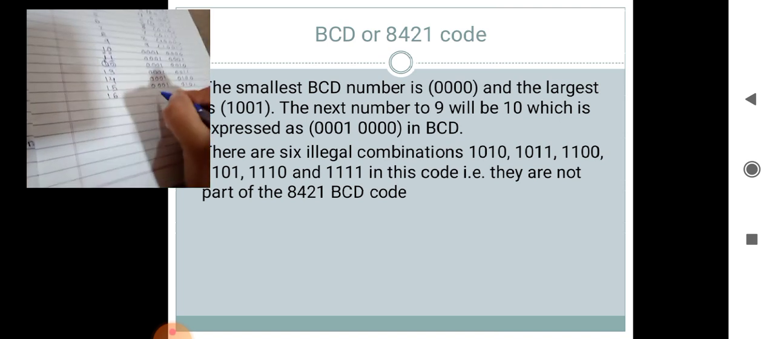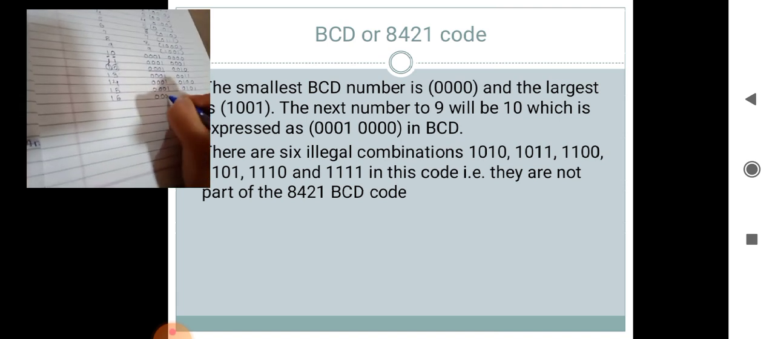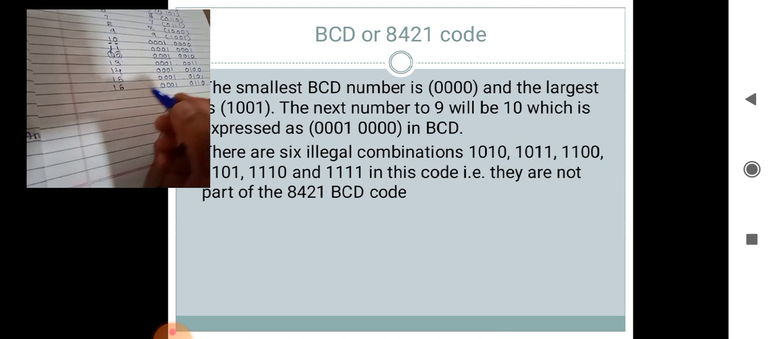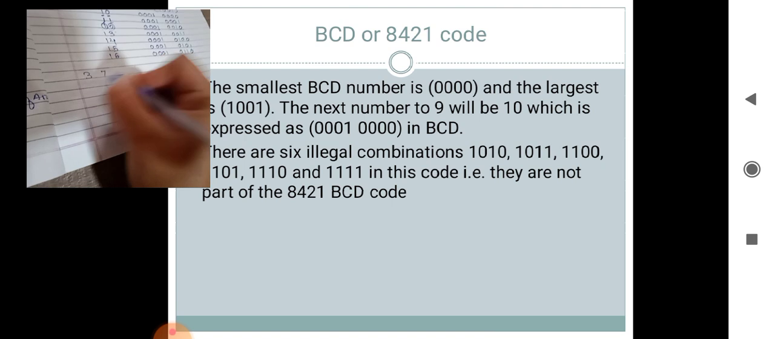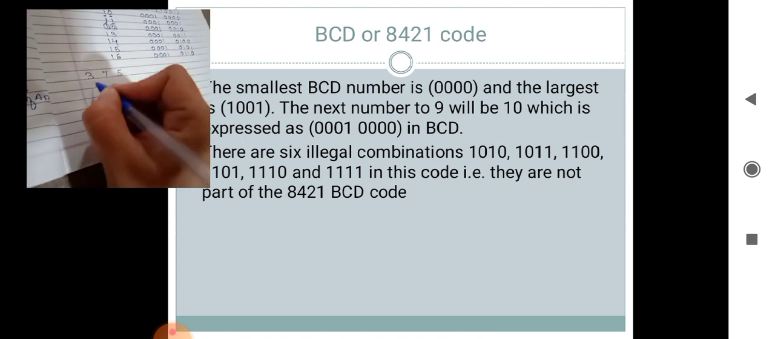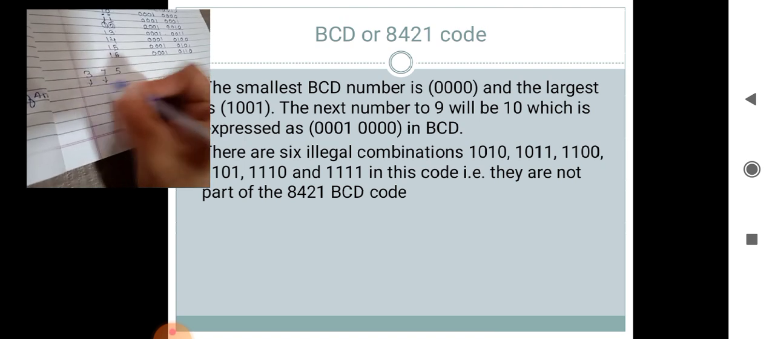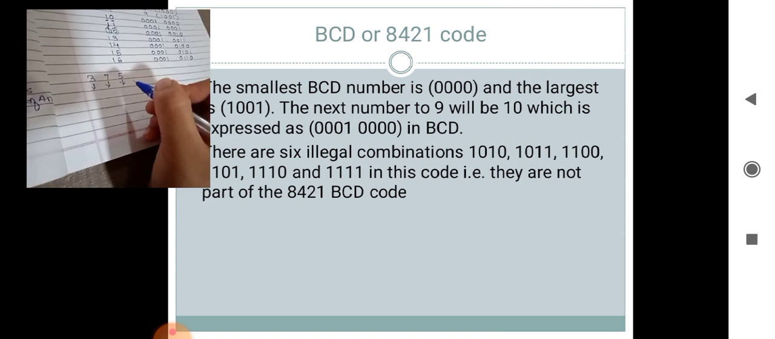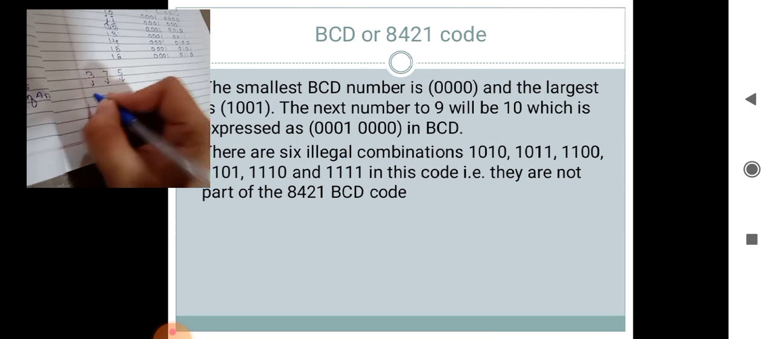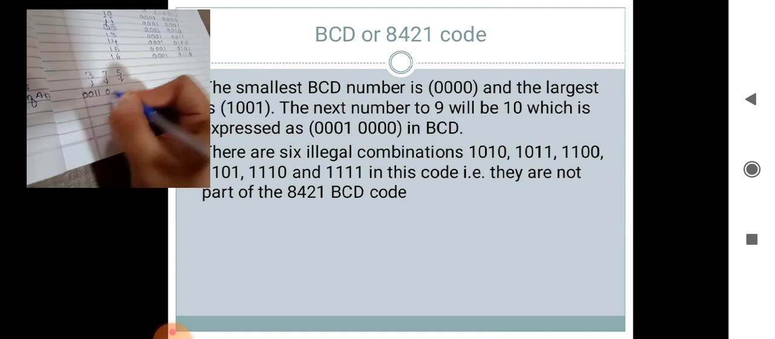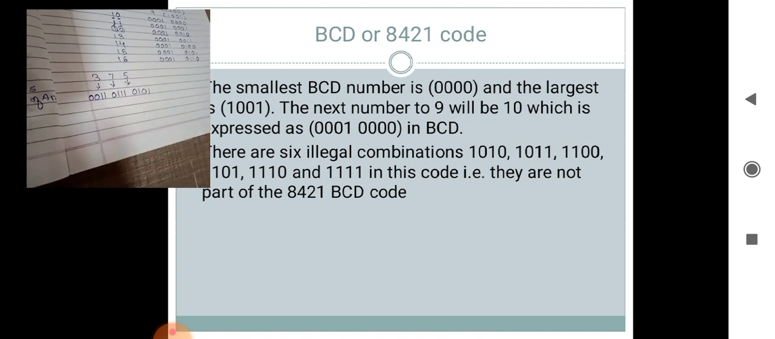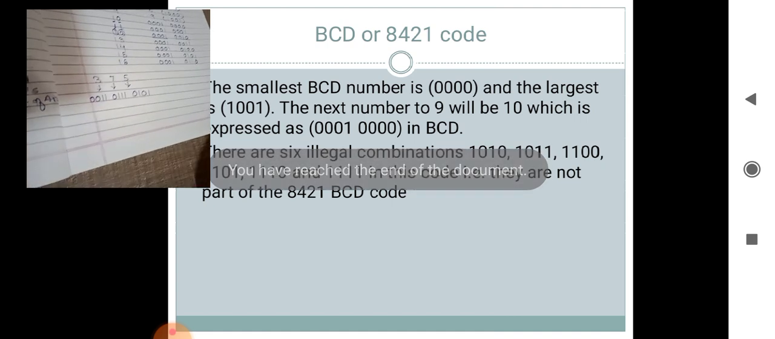For 16 it is 0 0 0 1 0 1 1 0. If I want to write 375 in BCD, then I will write 4 bits for this, 4 bits for this, and 4 bits for this. So representing each decimal digit in 4-bit binary is nothing but binary coded decimal, or BCD. 0 0 1 1 0 1 1 1 0 1 0 1. So this is binary coded decimal.